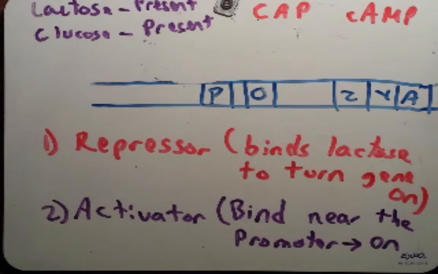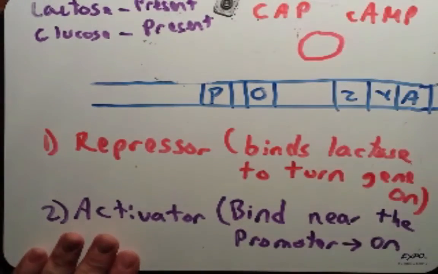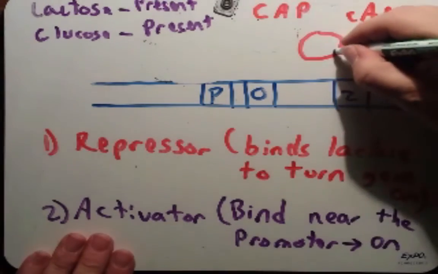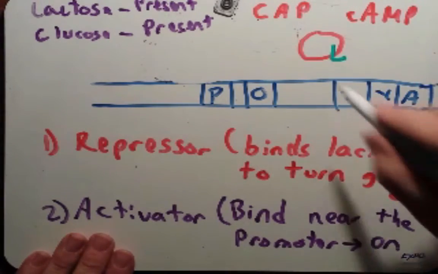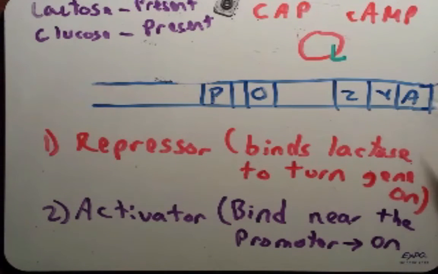So lactose is present. If lactose is present, that tells us our repressor is going to have lactose bound to it, and it's going to fall off the operator. Under the conditions we talked about early on in the previous podcast, we would say this would allow ZYA to be expressed. But it can't be expressed because we also need our activator present.